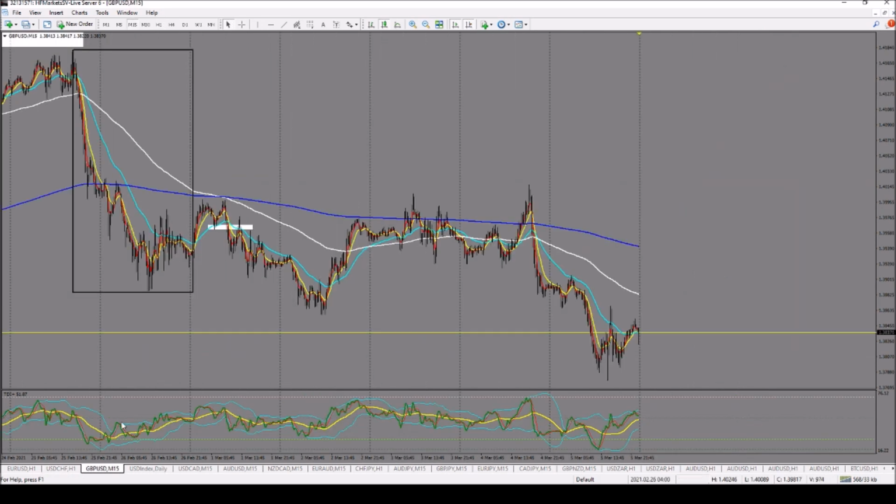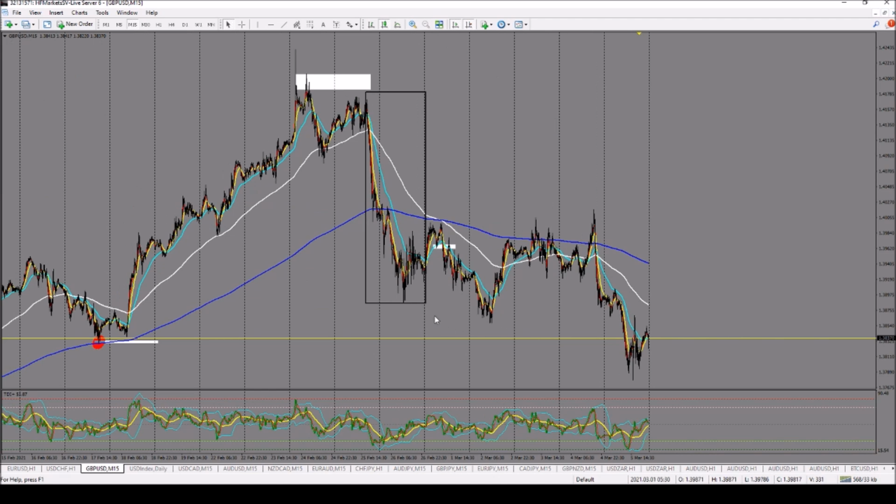Then pound, which is pound against dollar, actually gave us a consolidation phase, which was a bit confusing. We had consolidation from 26 February up to 4 March. The pair was not moving in any direction, and it actually accumulated a lot of contracts, and several traders lost money within this phase.